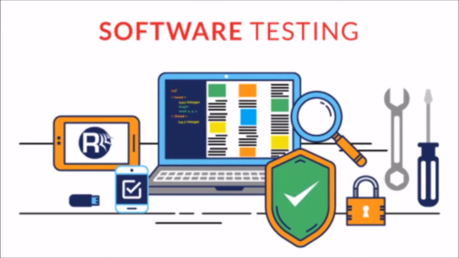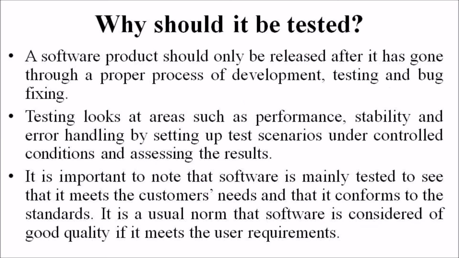A software product should be released after it has gone through a proper process of development, testing and bug fixing. Testing looks at areas such as performance, stability and error handling by setting up test scenarios under controlled conditions and assessing the result. It is important to note that software is mainly tested to see that it meets the customer needs and that it conforms to the standards.